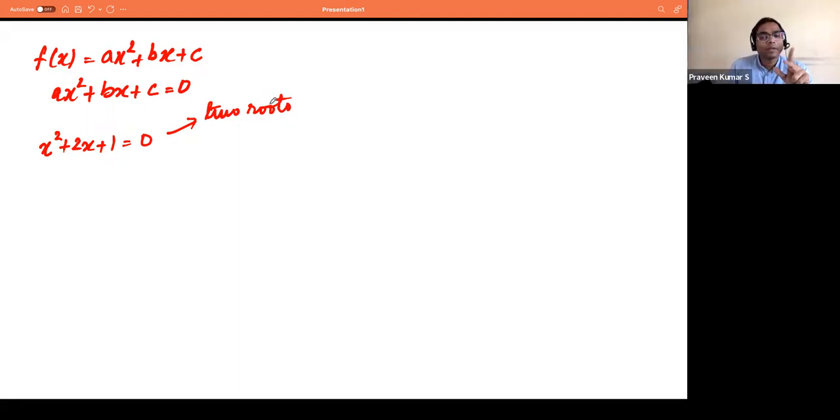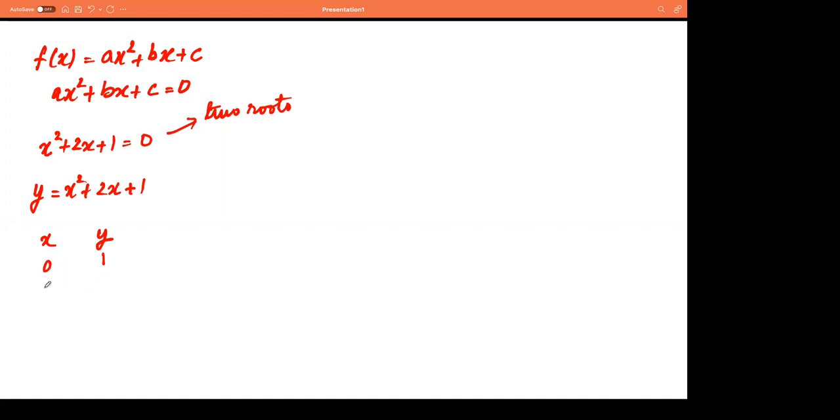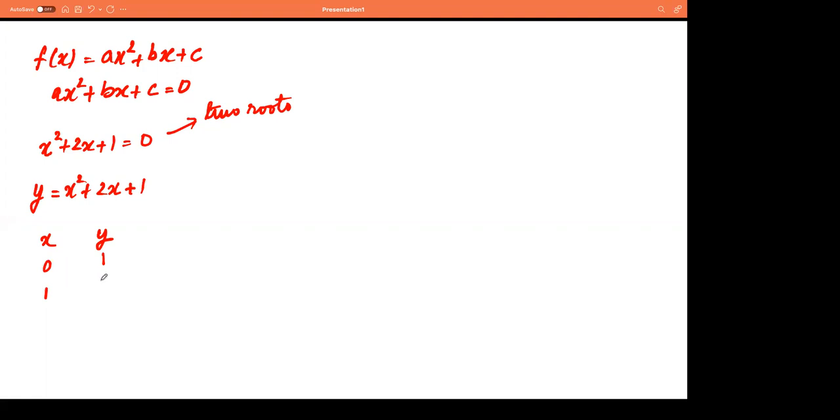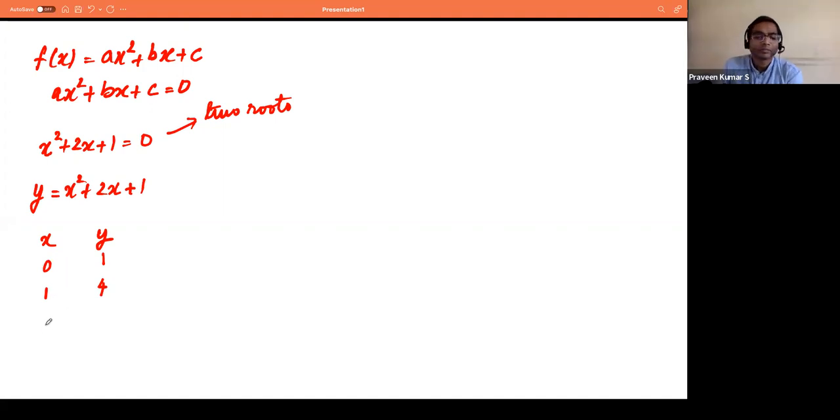So whenever you are given this, remember that first you take this expression y is equal to x square plus 2x plus 1. Now make a table of x and y. Let's say you substitute x is equal to 0. What will you get for y? You get 1. If you substitute x is equal to 1, y will be equal to 4. If you substitute x is equal to 2, what will you get?